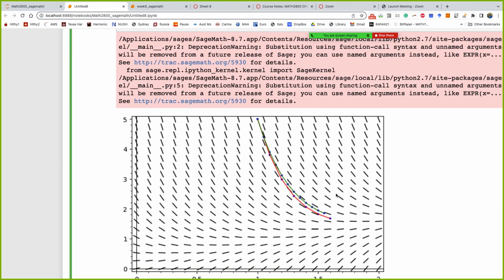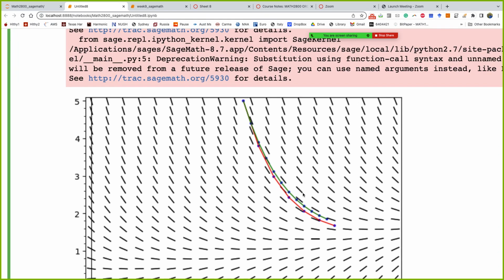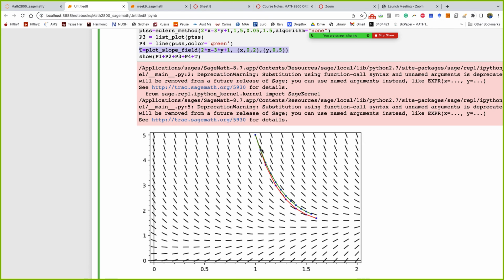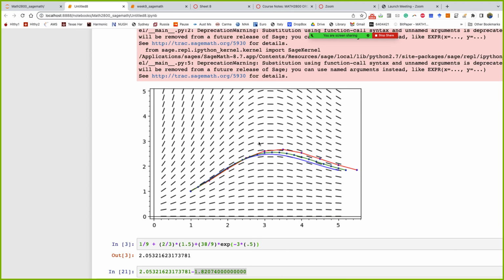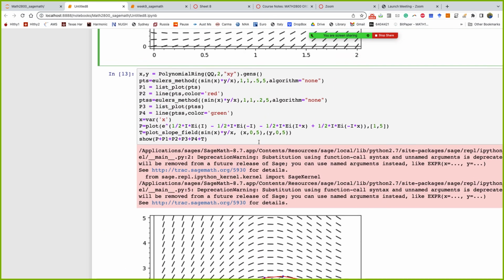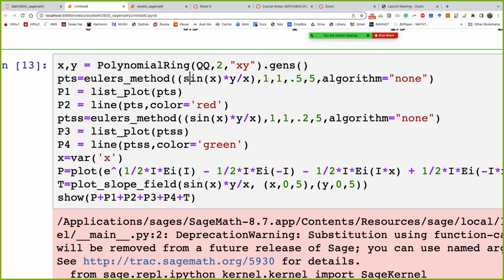Okay, the green one is the smaller step, the red one is the bigger steps. Okay, now let's do another example. We have seen this one, one of the questions in week 1. This is the y prime highlighted one, y prime equal to sine xy divided by x.